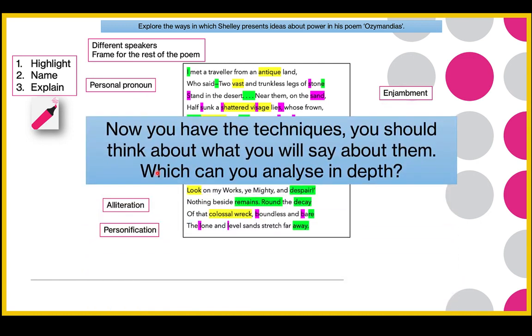Once you've got all the techniques, then you could just jot down a little note of what it is that you're going to say about them. Which ones can you analyse in depth? Which ones could you double up on techniques for? Which ones really link to the question?